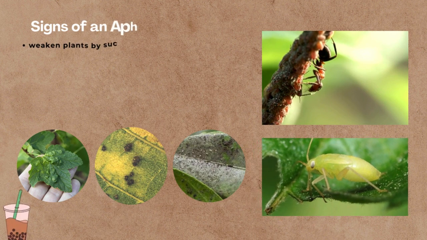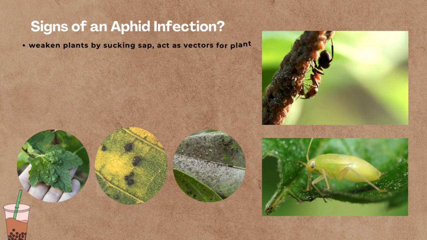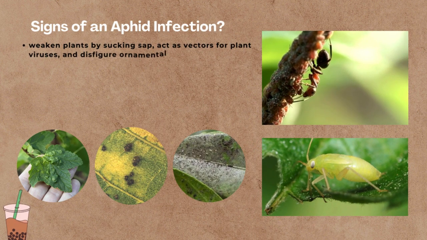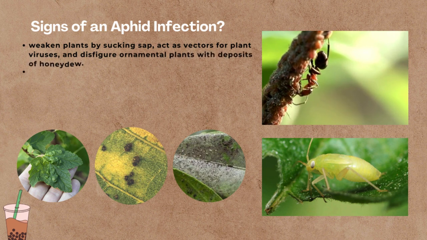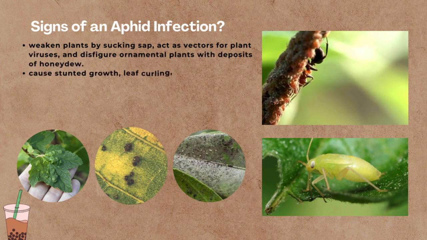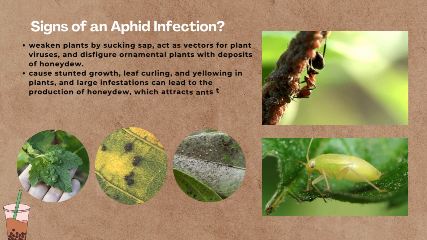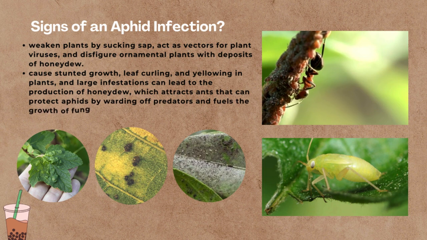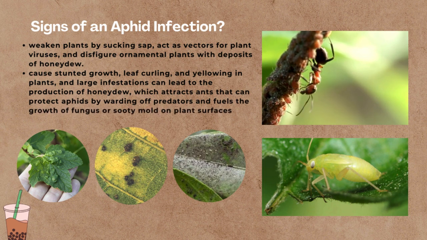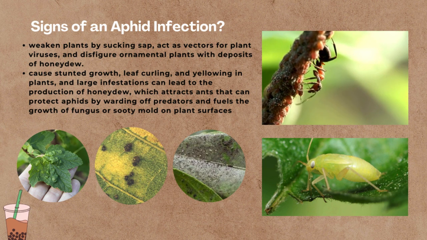Now, we will talk about the signs of an aphid infection. Aphids will weaken the plants by sucking the sap, act as vectors for plant viruses, and disfigure ornamental plants with deposits of honeydew. They will cause stunted growth of plants, leaf curling, and yellowing in plants. And large infestations can lead to the production of honeydew, which will attract ants that can protect aphids by warding off predators, and fuels the growth of fungus or sooty mold on the plant surface.